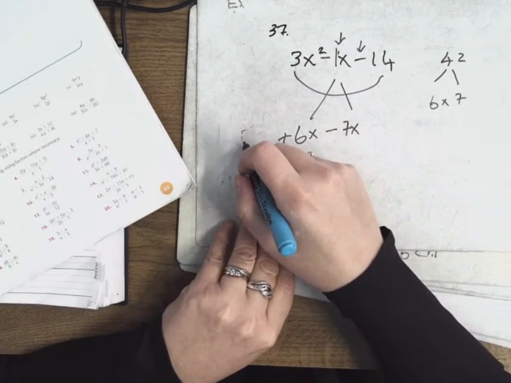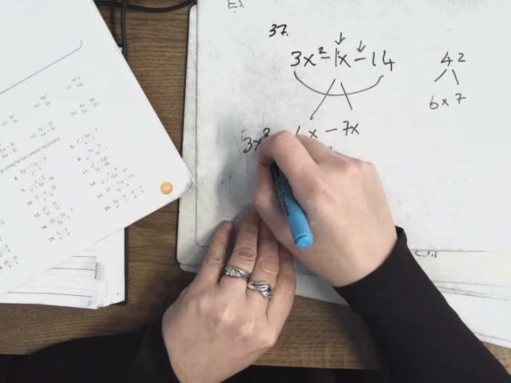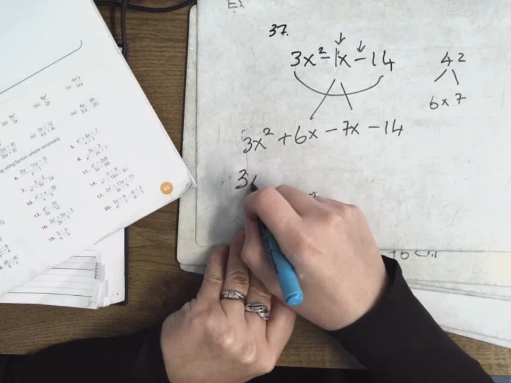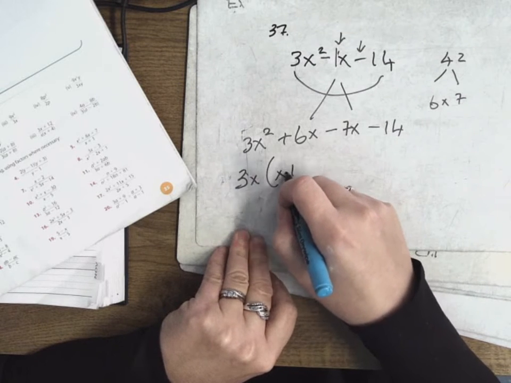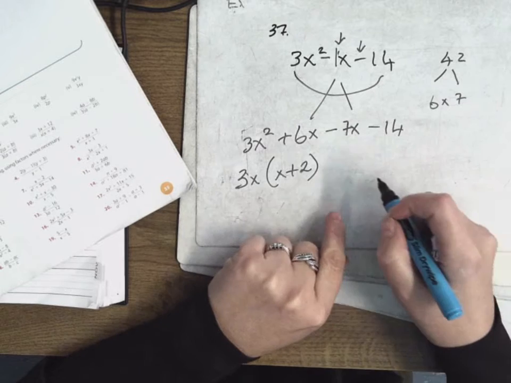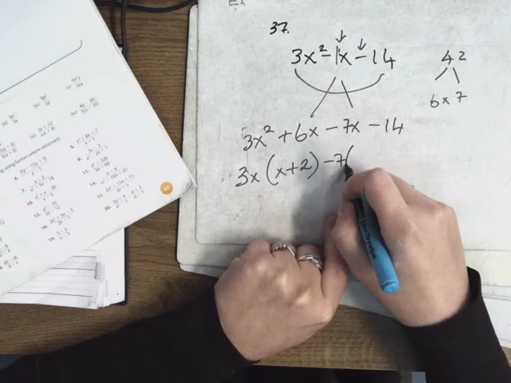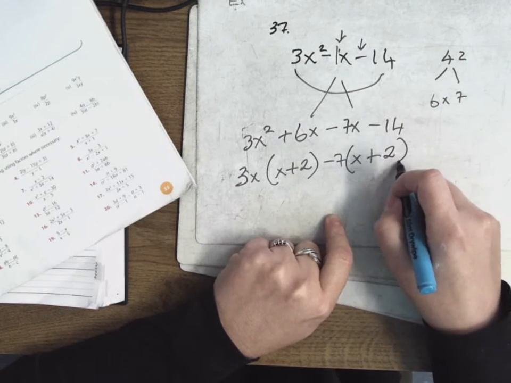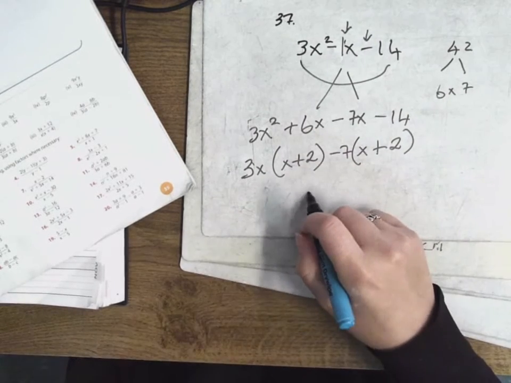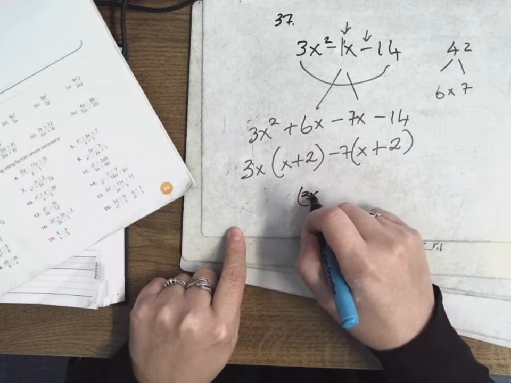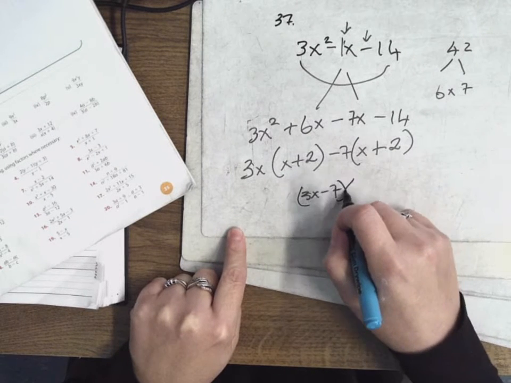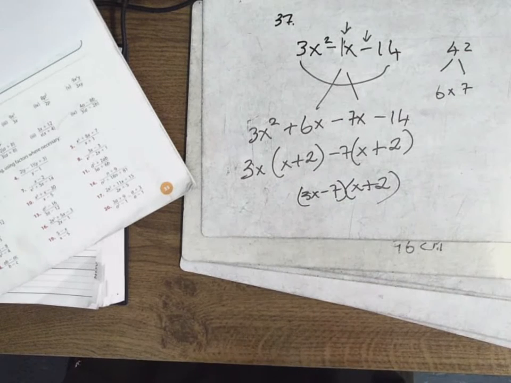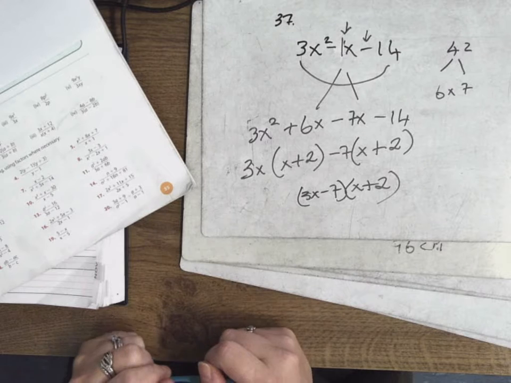Agreed? Then you have a 3x squared at the front and a minus 14 at the end. Okay, out of the first two, there's a 3x common, and I'm left with an x plus 2. Out of the second two, I need to take out a minus 7, and you're left with an x. That becomes a plus, and 7 2s are 14. Now your brackets are the same, so your answer is 3x minus 7 times x plus 2. Alright? Happy? Right, that was number 37.